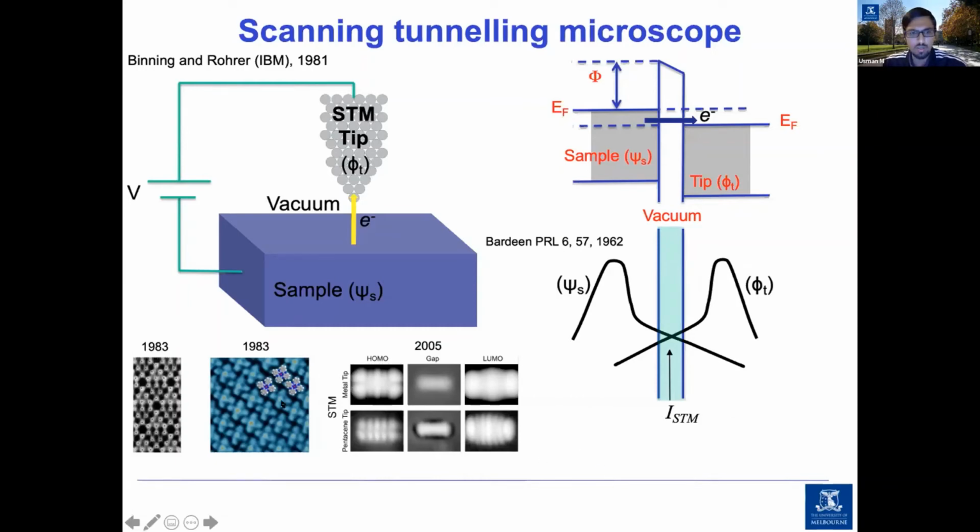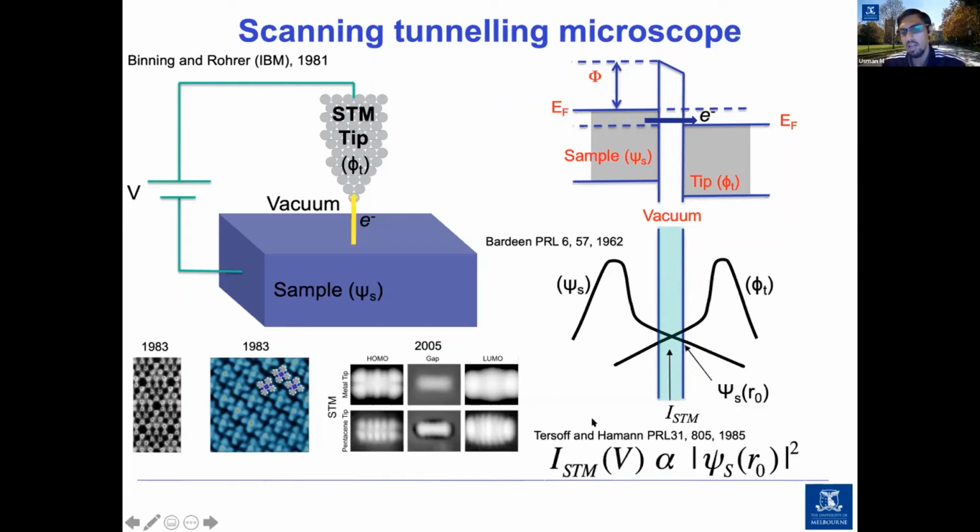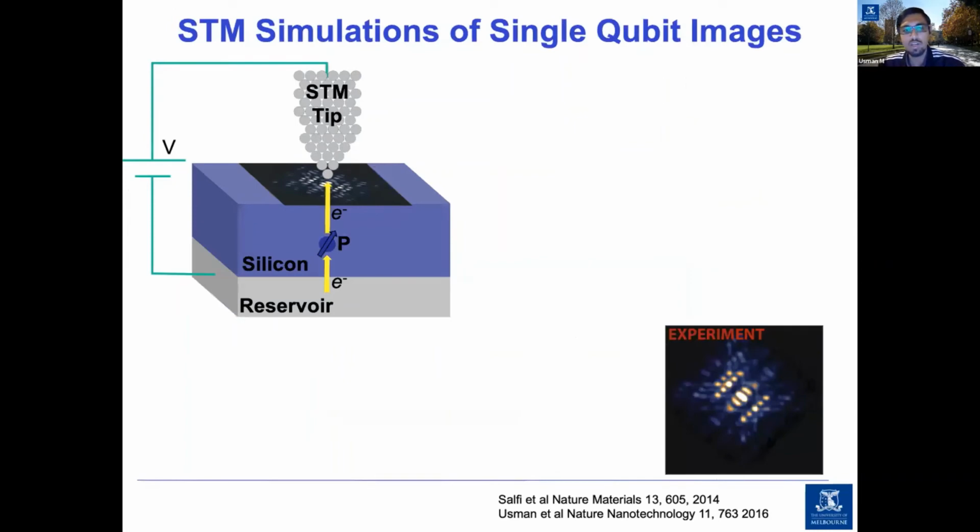This allows us to take images of surfaces with very high precision, literally at atomic scale. And in order to model the STM current, Tersoff and Hamann proposed their model in 1985, where they proposed that the STM current is proportional to the mod square of the sample wave function. So that's a very simple model by which you can calculate the current that you measure in STM.